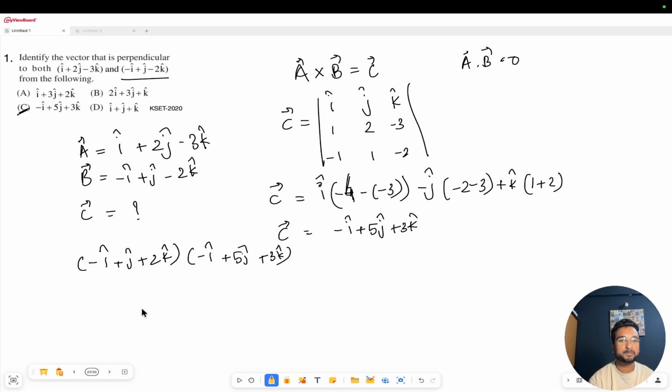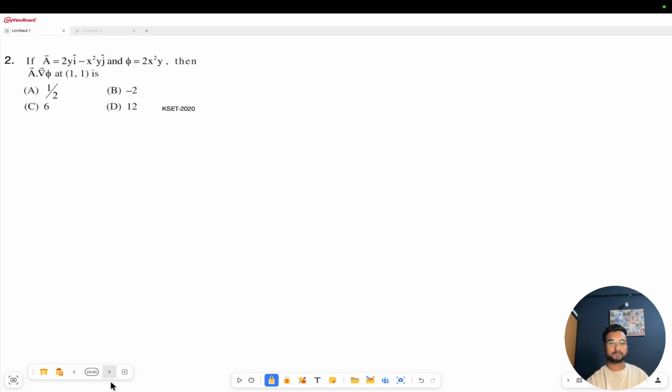What you will get? i cap minus minus, it will be plus 1. This will be plus 5, and this will be, wait, this is minus 2 k cap. j cap minus 2 k cap, so it will be minus 6. So you will get 0. So like this also you can do. This is a very simple thing if your calculation is fast.